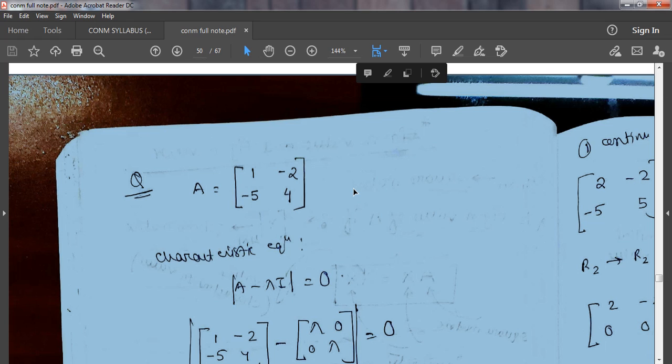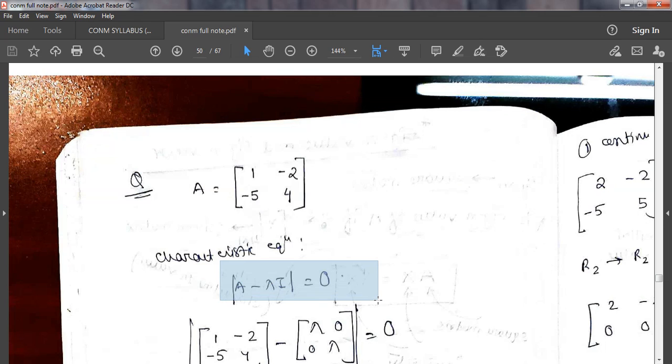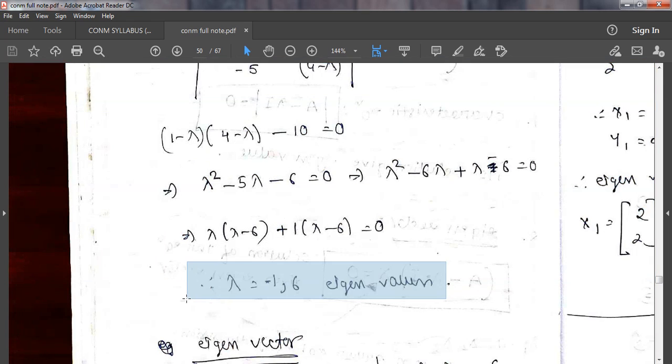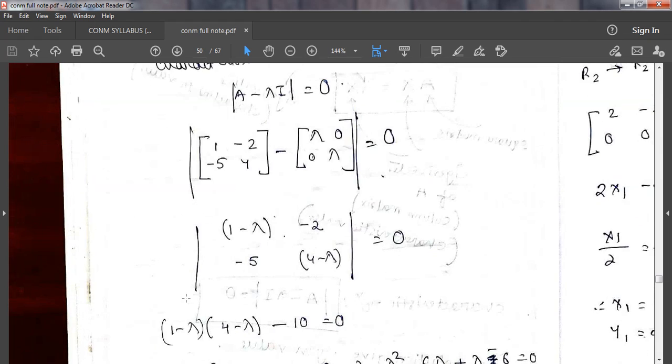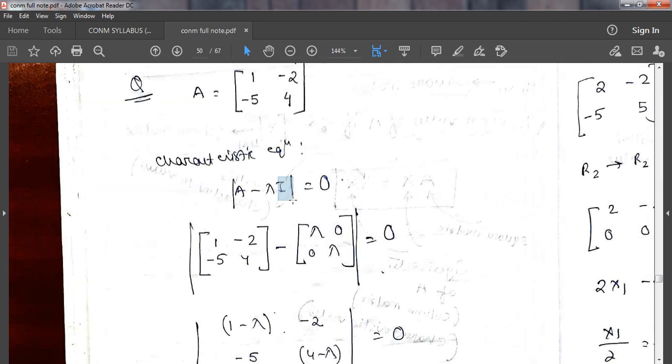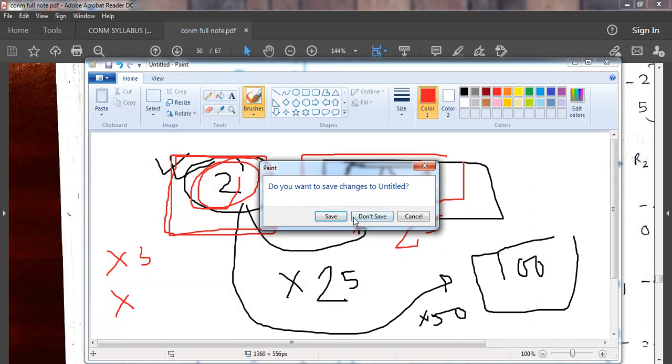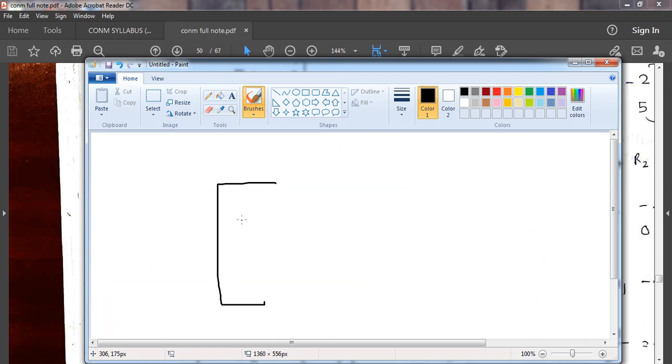So first of all, we need the characteristic equation. What is the characteristic equation? A minus lambda I. What is lambda? Lambda is basically your eigenvalues. This is a scalar quantity. What is I? I is an identity matrix. I believe you know what an identity matrix is. It will have 1 in the diagonals. The rest of the values will be 0.